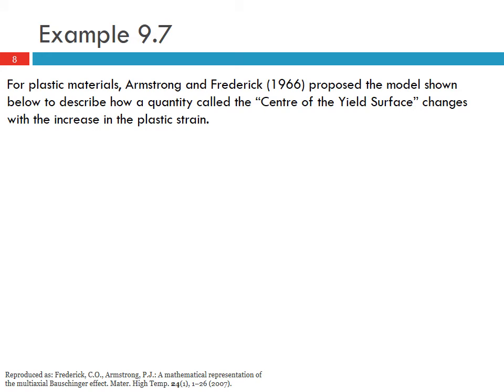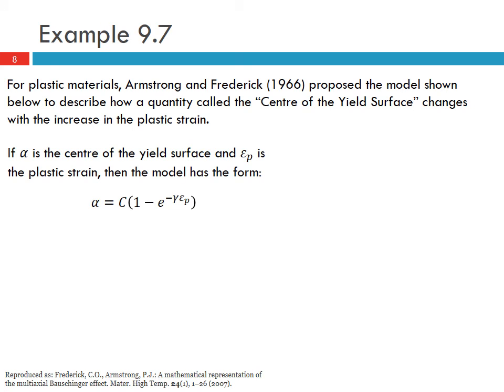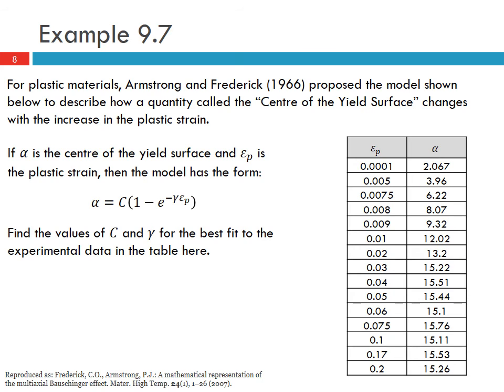We can look at another example. So again, for plastic materials, Armstrong and Frederick proposed the model shown below to describe how a quantity called the center of yield surface changes with the increase in the plastic strain. So if alpha is the center of the yield surface and epsilon p is the plastic strain, then the model has the form shown here. So alpha is equal to c times 1 minus e to the power of gamma epsilon p. So if we have this data given here as epsilon p and alpha, we can find the values of c and gamma for the best fit to the experimental data.